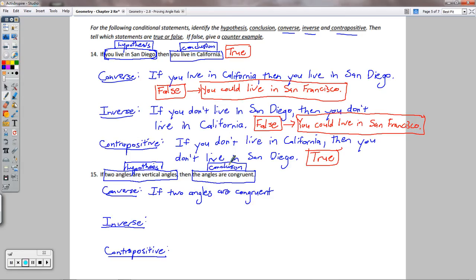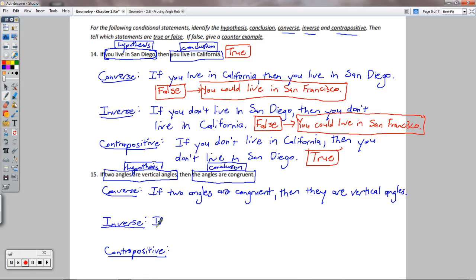Now I've referred to what I'm talking about, two angles. Now I can say then they, or the angles, are vertical angles. I'll go with they. It's shorter. Then they are vertical angles. So that's just the statement, not saying that's true or false yet.